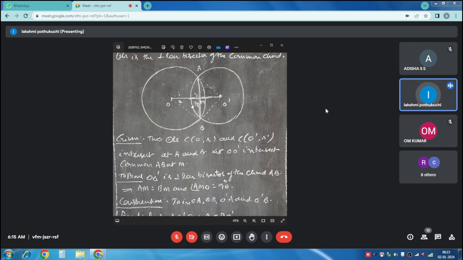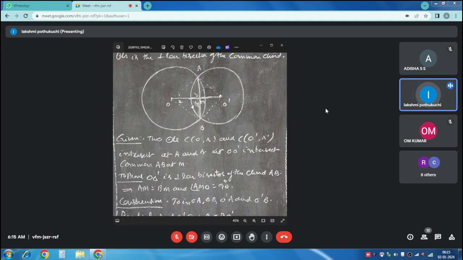Now, consider triangles AOM and BOM. OA is equal to OB, radii of the same circle. Angle 1 is equal to angle 2, proved above. OM is common for both the triangles. Therefore, by SAS property, these two triangles are congruent. By CPCT, angle 3 is equal to angle 4 and AM is equal to BM.